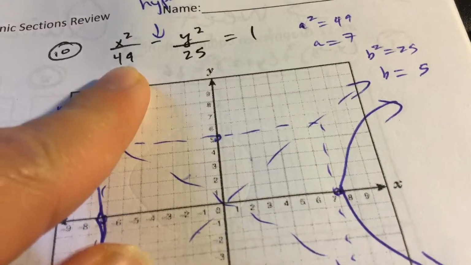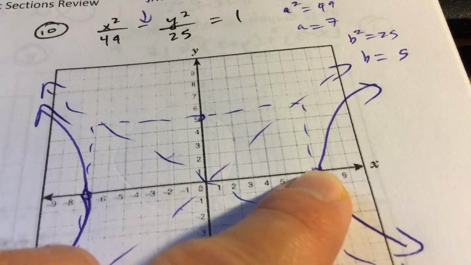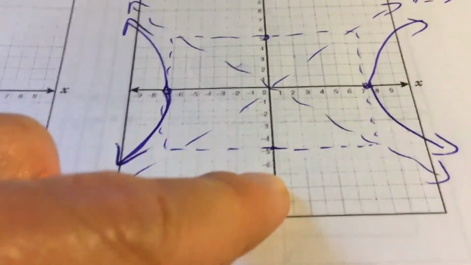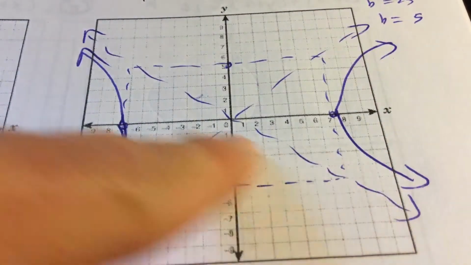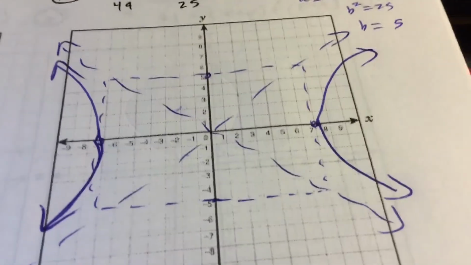So A squared, remember it always comes first, is 49. So A is 7. 7 to the right, 7 to the left. B squared is 25. You go 5 up, 5 down. Make your big rectangular box. Plot and draw those asymptotes there. And X came first, so it opens up on the x-axis, your curves. All right.